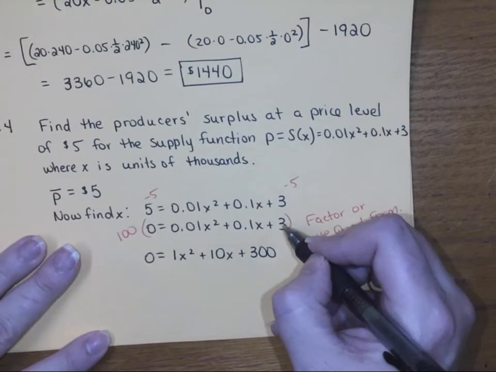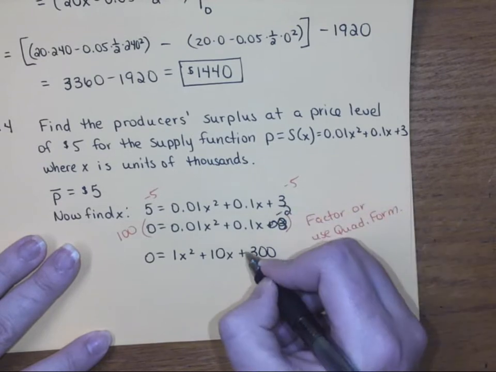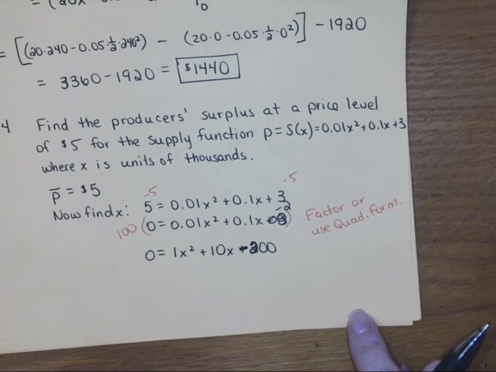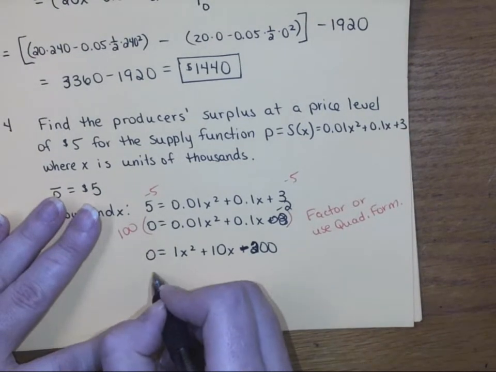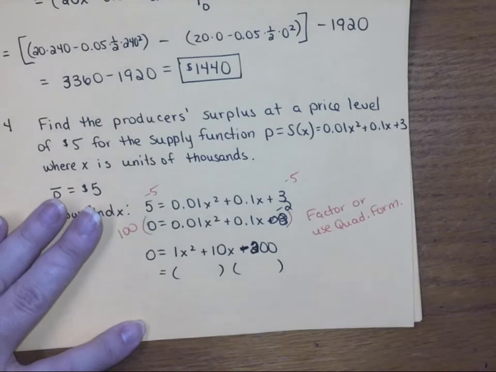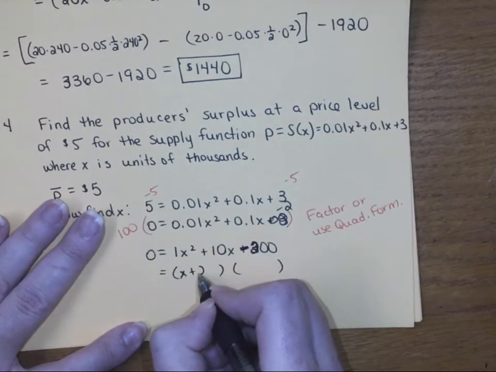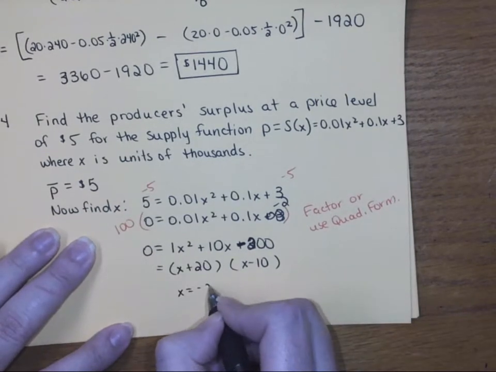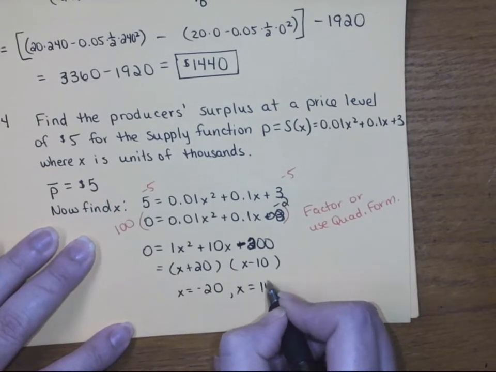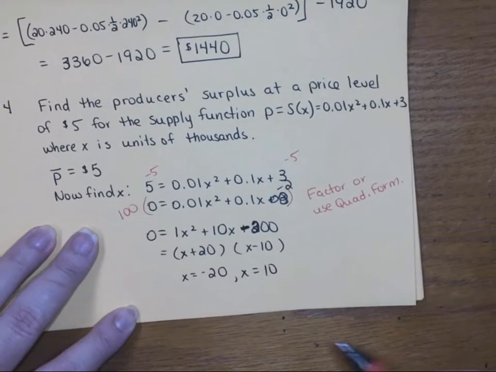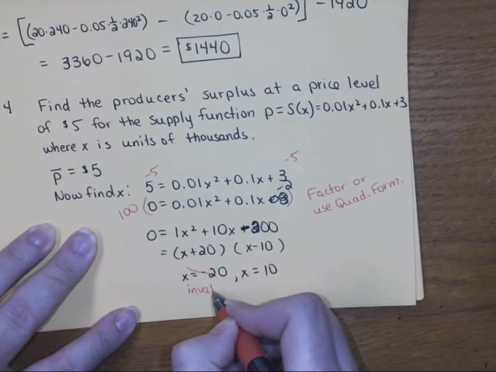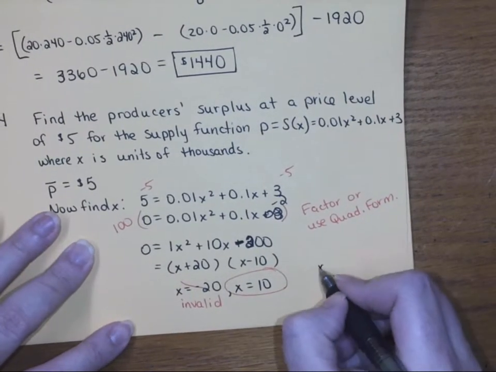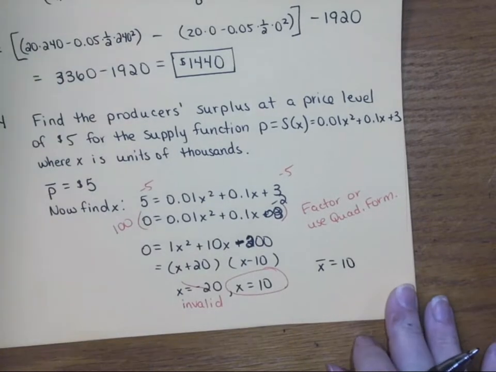Oh, sorry, I forgot to subtract my 5, right? So this is going to be minus 200. Like I forgot to do 3 minus 5, right? But notice I should know how to factor this, right? So this is going to be x. What factors of negative 200 add up to 10? x plus 20, x minus 10. So it looks like I get 2 answers for x, but one of them doesn't make any sense since we're talking about quantity. So notice the negative one has to be ignored. So the only one we need to worry about is x bar, which is 10.